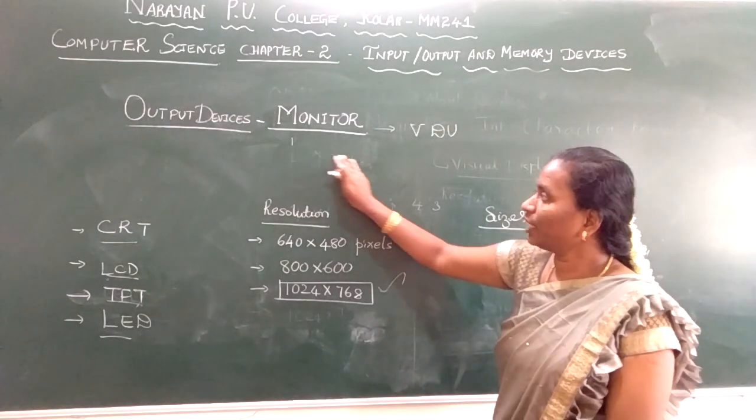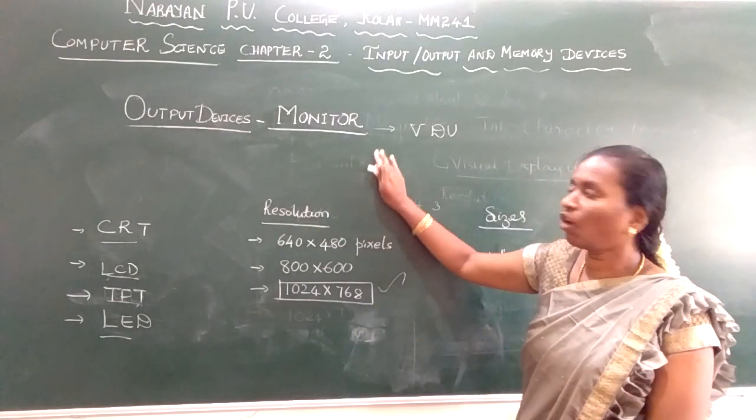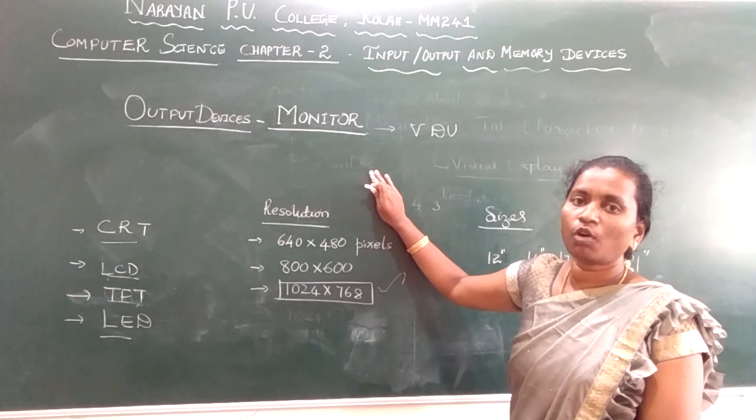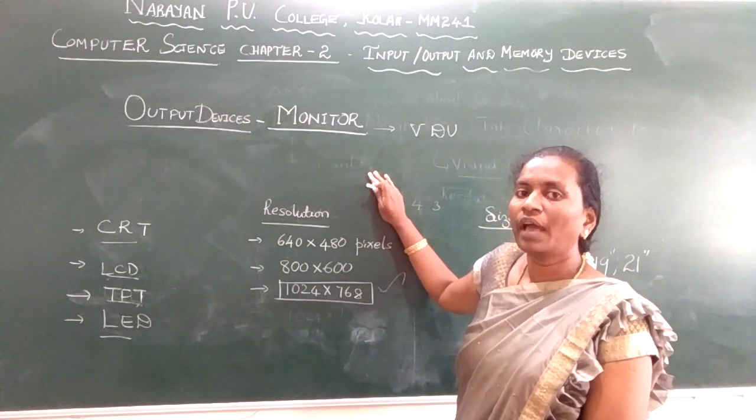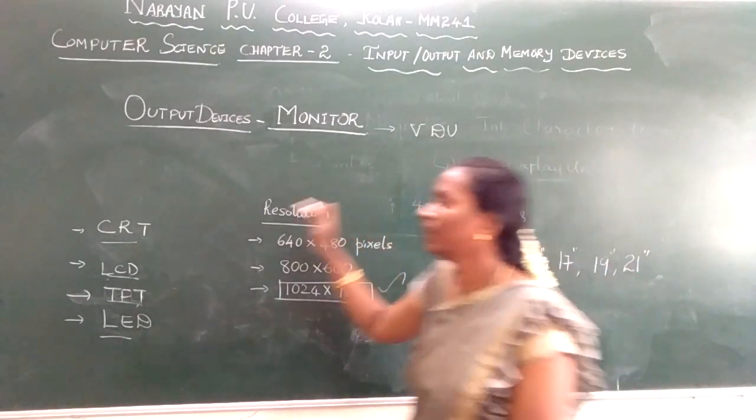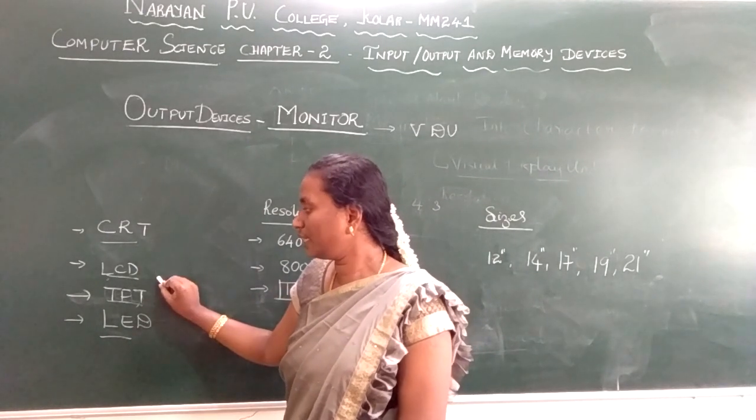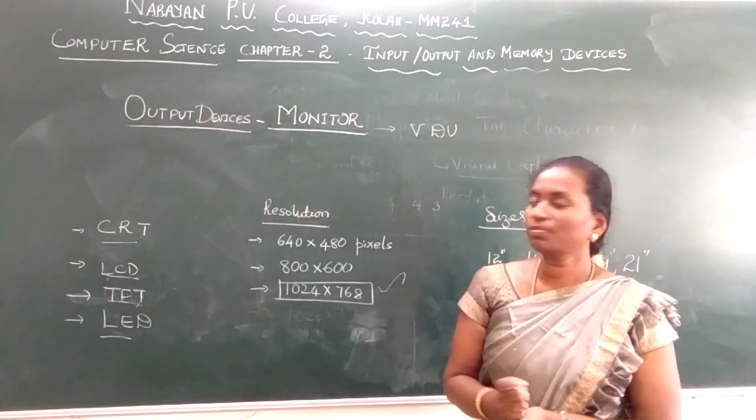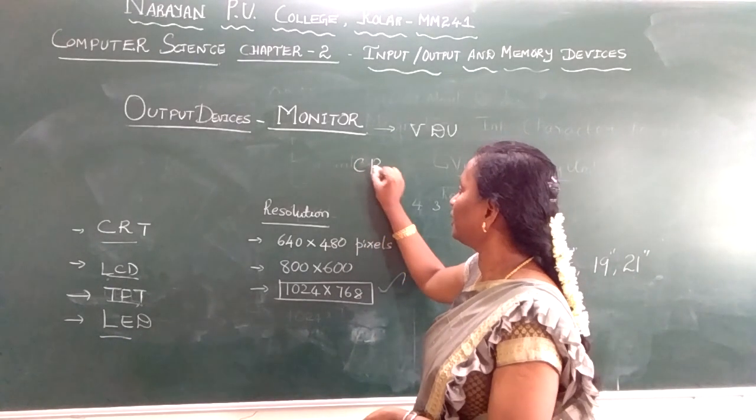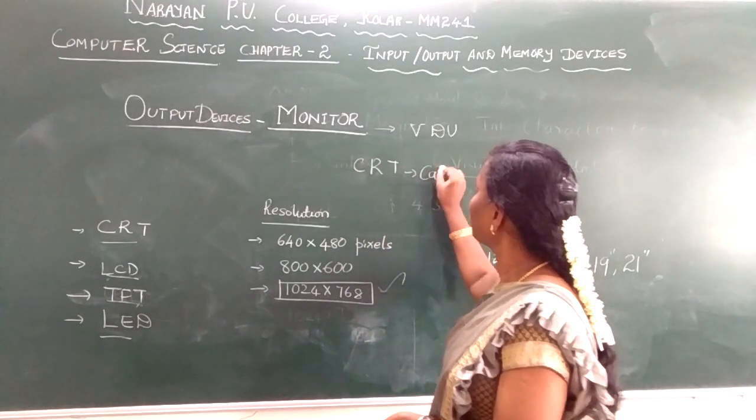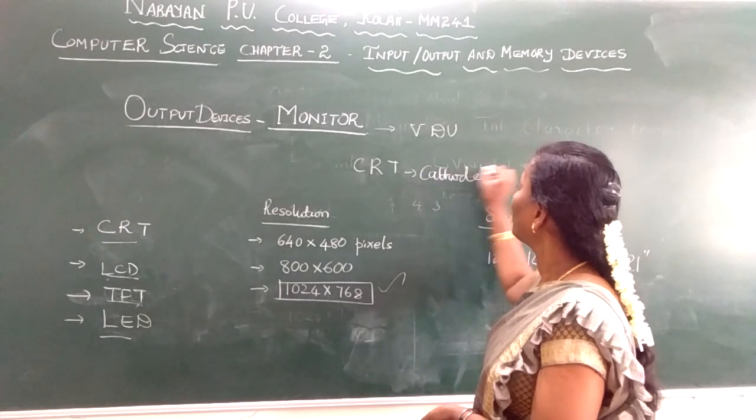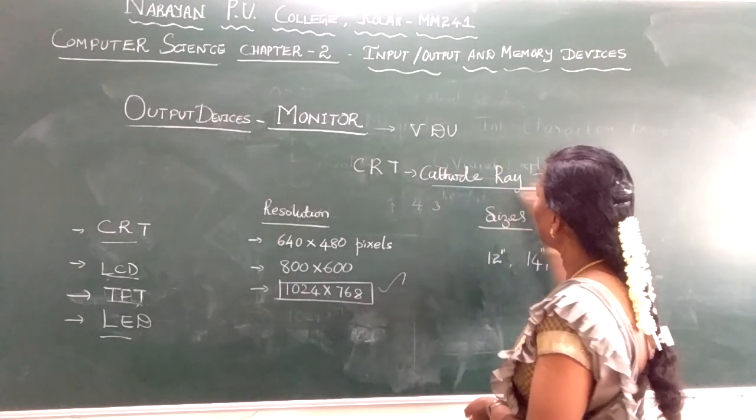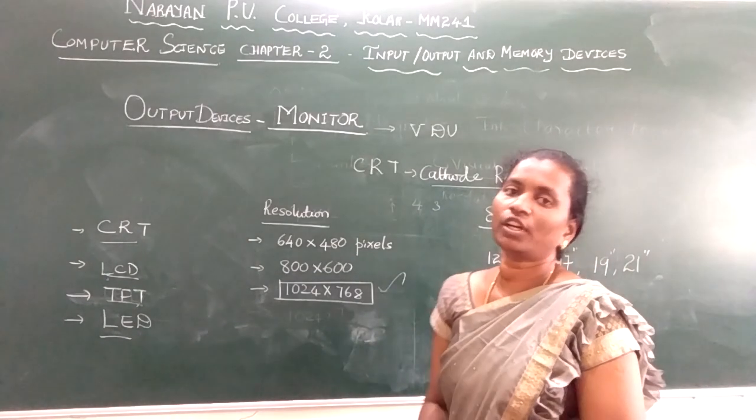Then I want to tell you one more thing. Have you seen the monitor? The monitor will be similar to your television. In the olden days, the monitor was similar to our television. We have different types of monitors: CRT monitor, LCD monitor, TFT monitor and LED monitor. The first is the CRT monitor, that is the cathode ray tube monitor. It will be similar to your television, right?